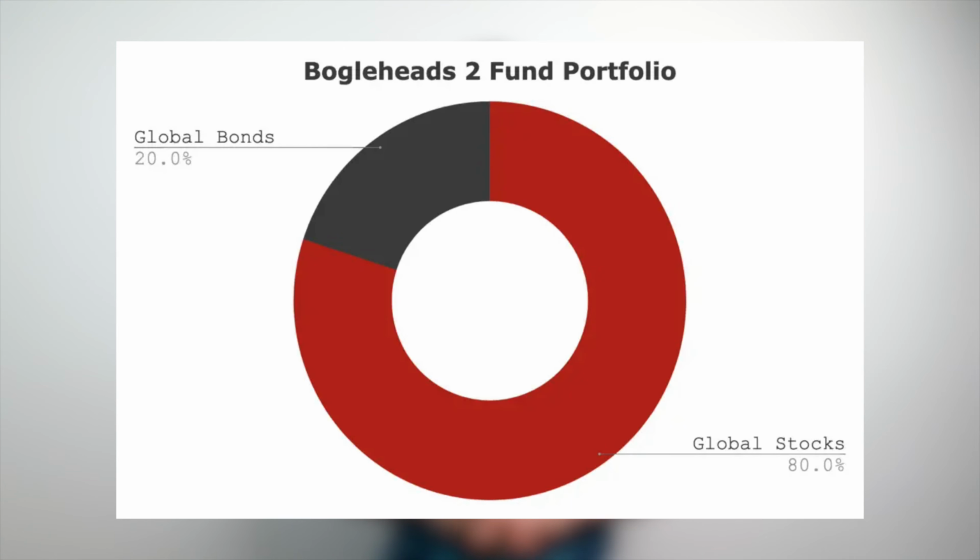Thus, an 80-20 allocation for the Bogleheads 2-fund portfolio is as follows: 80% total world stock market and 20% total world bond market. We can construct the 80-20 Bogleheads 2-fund portfolio using 80% VT, the Vanguard Total World Stock ETF, and 20% BNDW, the Vanguard Total World Bond ETF.